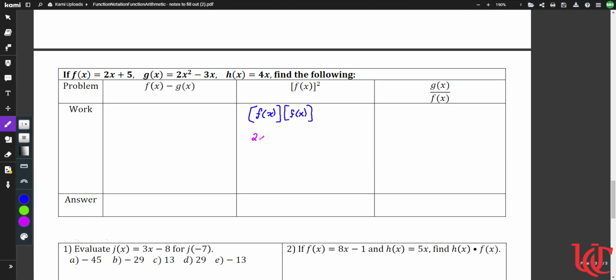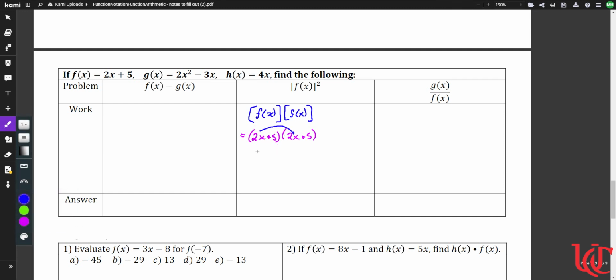So this is 2x plus 5 times 2x plus 5. Do not just double everything or multiply it that way. You do have to FOIL or you have to use the area method. Since I did the area last time, I will do arrows this time.